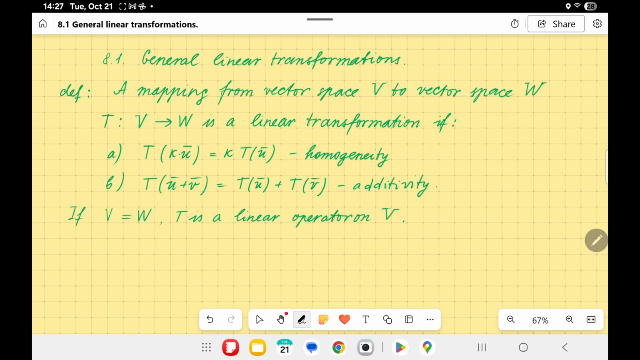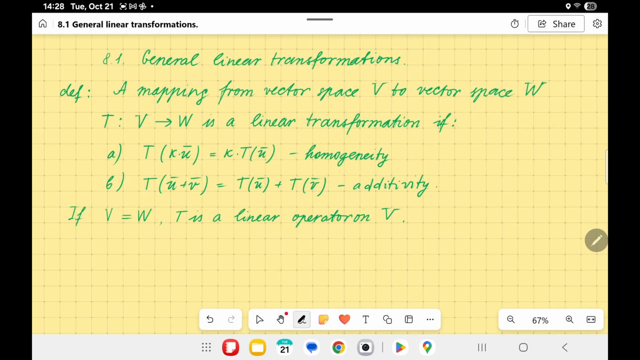Definition: a mapping from a vector space V to a vector space W, which is labeled T from V to W, is called a linear transformation if it satisfies two conditions. The first condition is homogeneity. If you multiply a vector u by some scalar k and take the transformation of the resulting vector, you can also do just the transformation of vector u and multiply it by k, which means that you can take the scalar outside of the transformation.